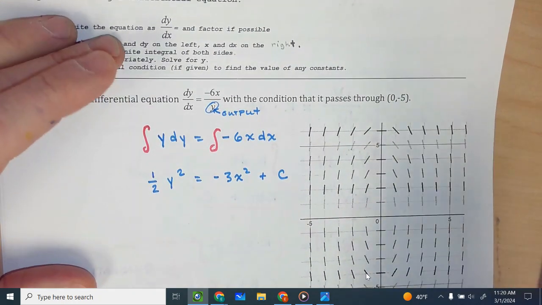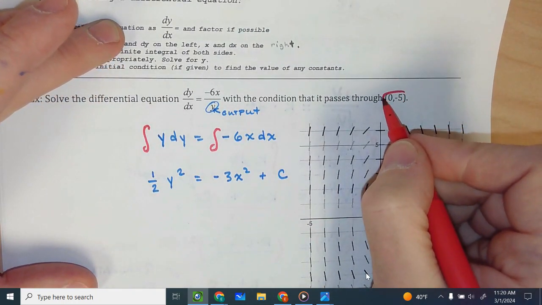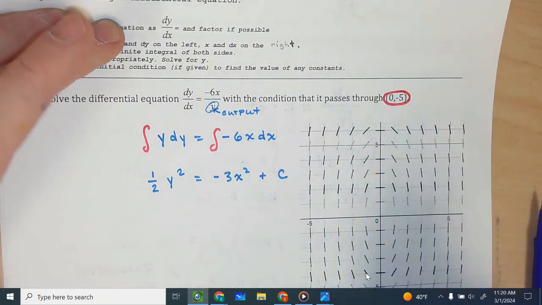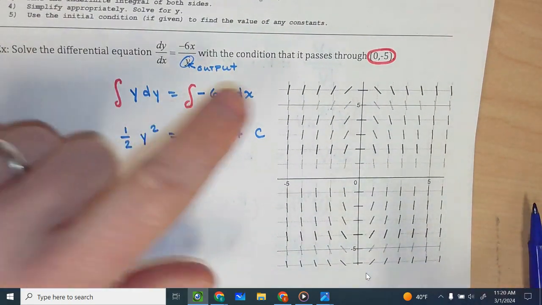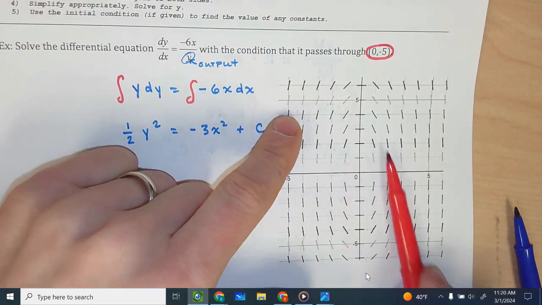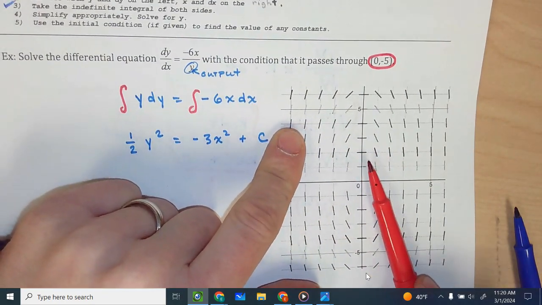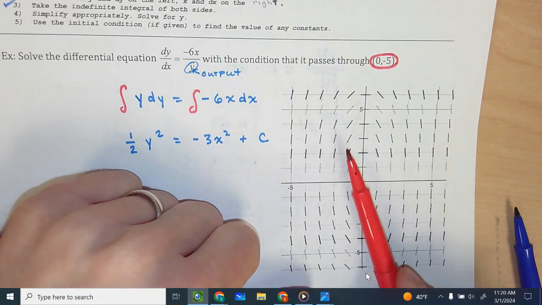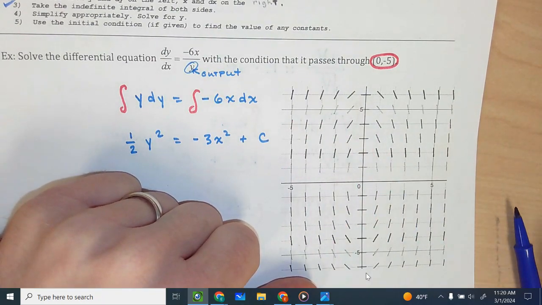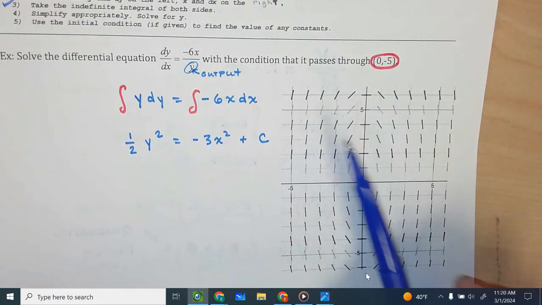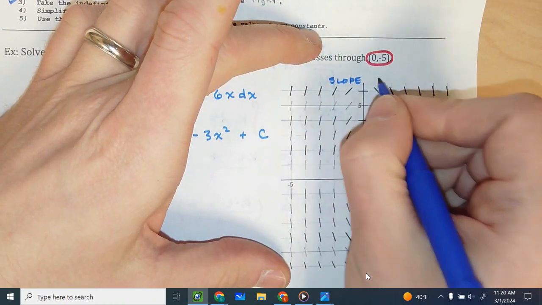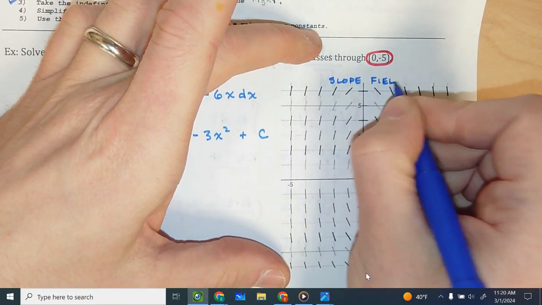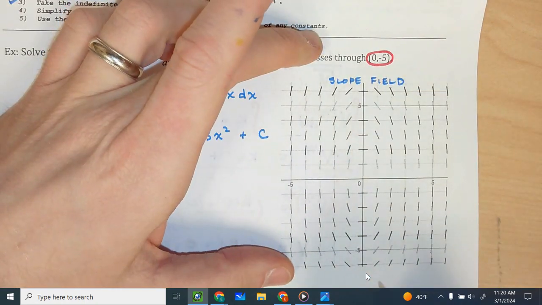Now, next thing, notice that I gave you a specific condition right here. I said that it's going to go through the point 0, -5. This would be a good time to mention this guy. This is called a slope field. This is giving you the slopes of this equation at billions and billions of different points. I'm just going to mention slope fields today. And then in a couple of classes, we'll get more deeply into them.